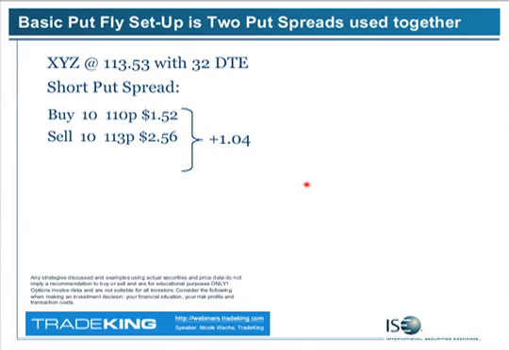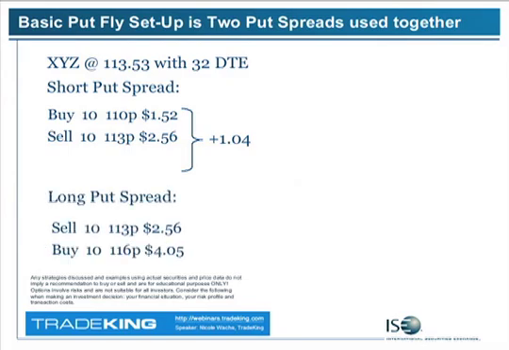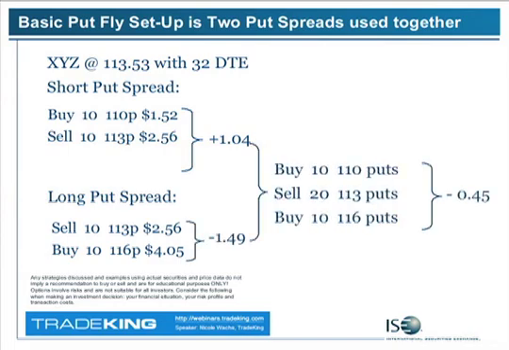Let's take a look at a put butterfly spread, and it's basically the same construction as the call fly, even using the same strikes. We're still using the 110s, the 113s, the 113s, and the 116s. And when you put all that together, again, the debit actually comes out to the same price, in this case 45 cents. This is not unusual. If you look at a call fly and a put fly together, often they will be right around the same price, maybe off by a few pennies.